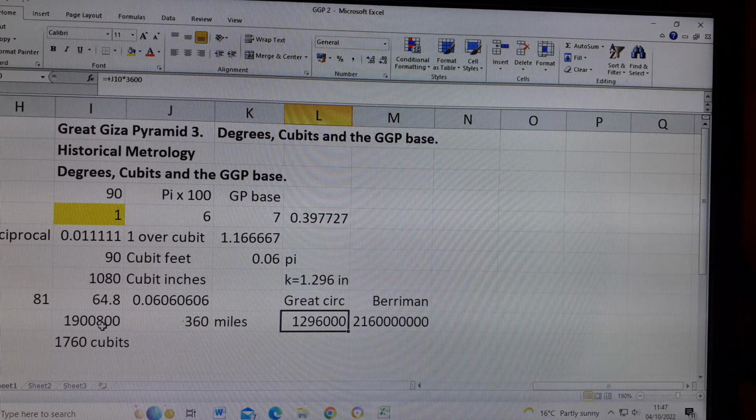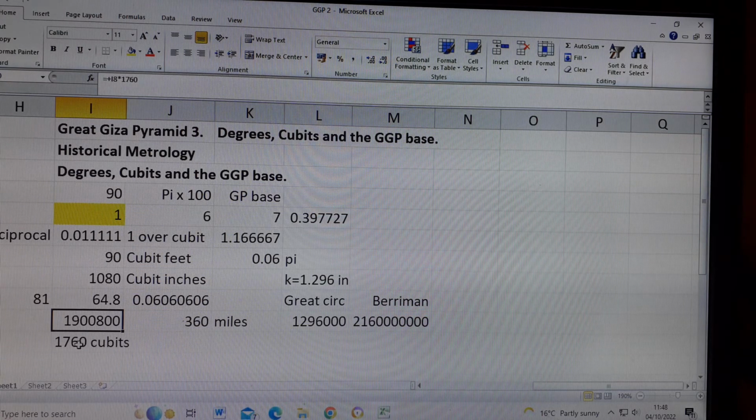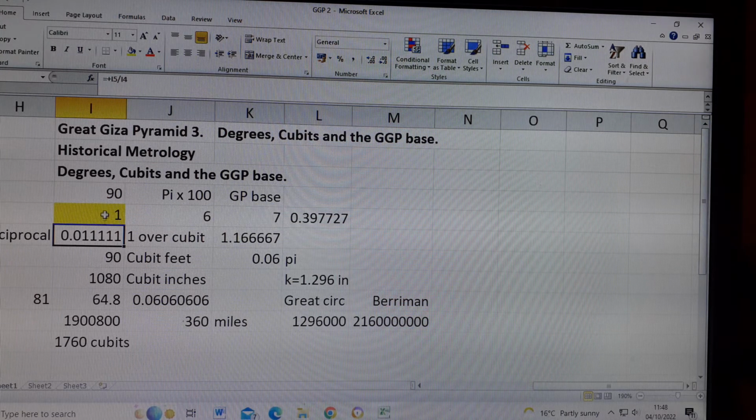And it's all derived from this amount here, which is the cubit in inches multiplied by 1760, and then that's converted into miles by dividing by 5280 to give 360. Not strictly correct, but it doesn't matter. It's the units that aren't important, it's the numbers that are. And that is 1760 cubits. So we're multiplying this cubit here by 1760. Now it doesn't really make a lot of sense at the moment. Going across the top here, going down, we get the reciprocal value of the cubit. So this value is 1 over the cubit. So when we divide 1 by this value, we get the length of the cubit in feet. Multiply by 12, we get the cubit in inches. So that's how that's working.